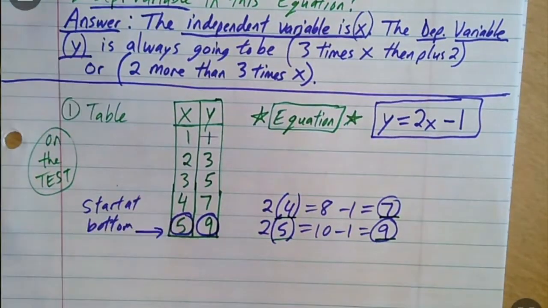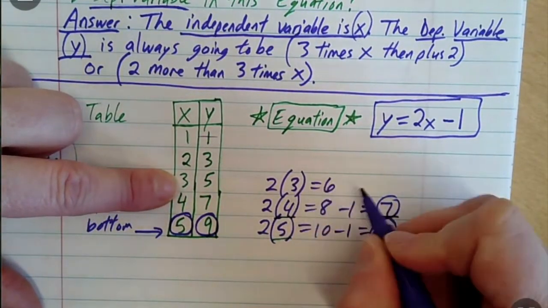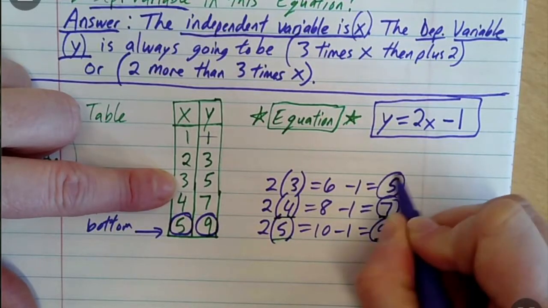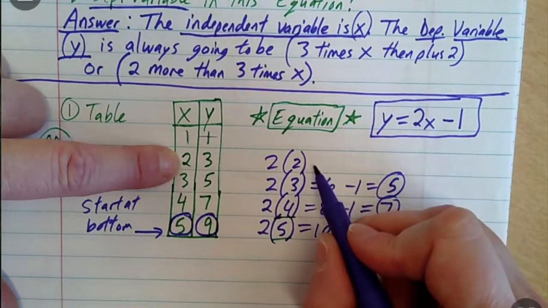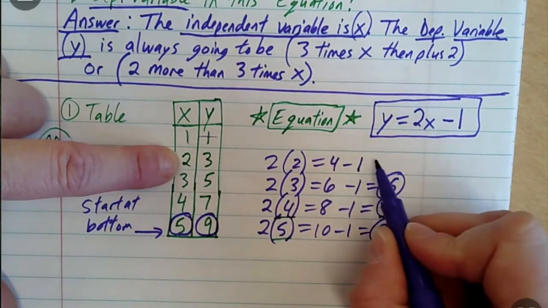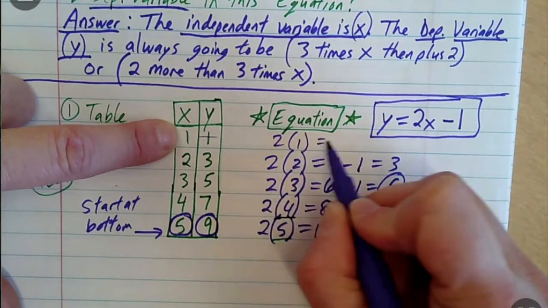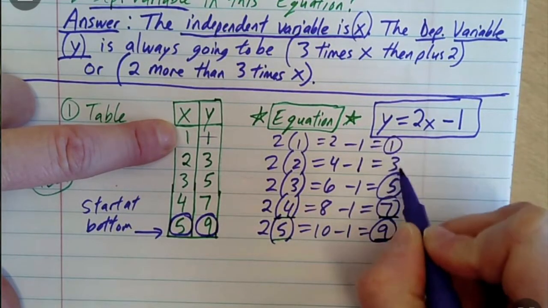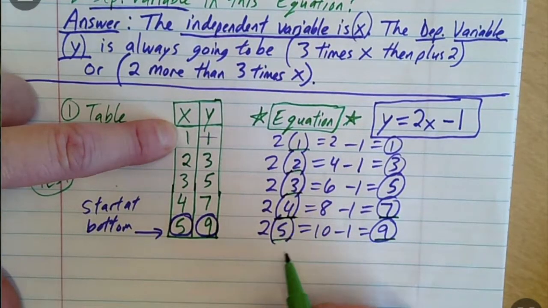So I just keep checking. Does 2 times 3, this x value, give me 6, subtract 1, I get 5. 2 times this x value, 2, I get 4, subtract 1, I get 3. So then try it here. Does 2 times 1, which gives me 2, when I subtract 1, give me 1. So I've checked these ones, these were all x.